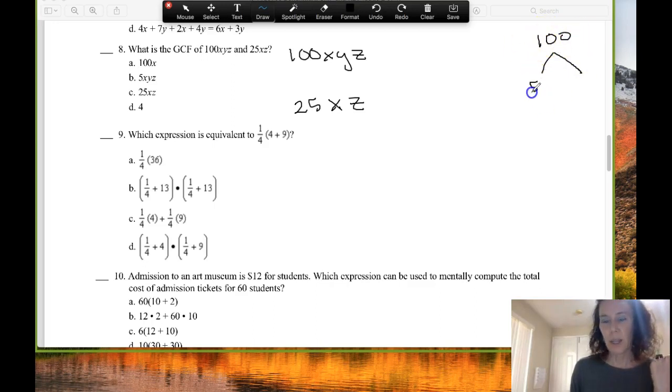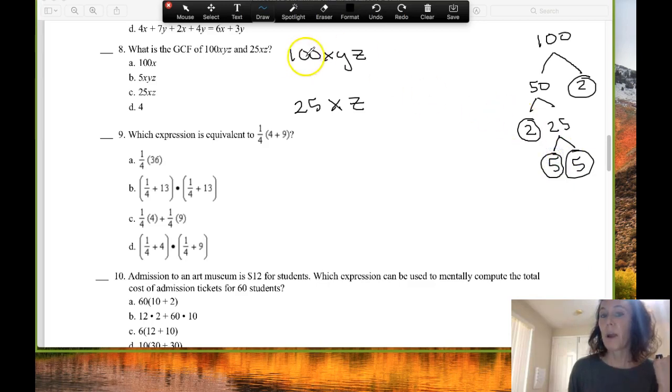So 100 I could break this a variety of ways, but let's try 50 and 2, okay? Once I get a prime number, I'm going to circle it, okay? So there's one of my factors. And then 50 breaks into 2 and 25. Once I get to a prime, I circle it. This one has to go more. 25 is 5 times 5. 5 and 5 are both primes. Nothing else divides into them. So the prime factorization of 100 is going to be, I'll write it in blue, 2 times 2, so there's 2 2's, times 5 times 5.